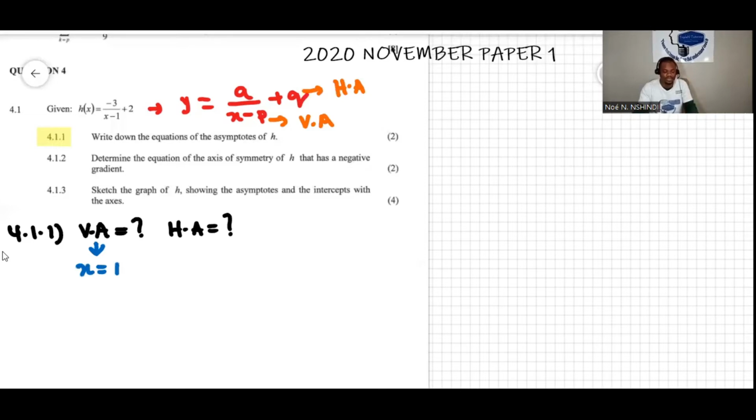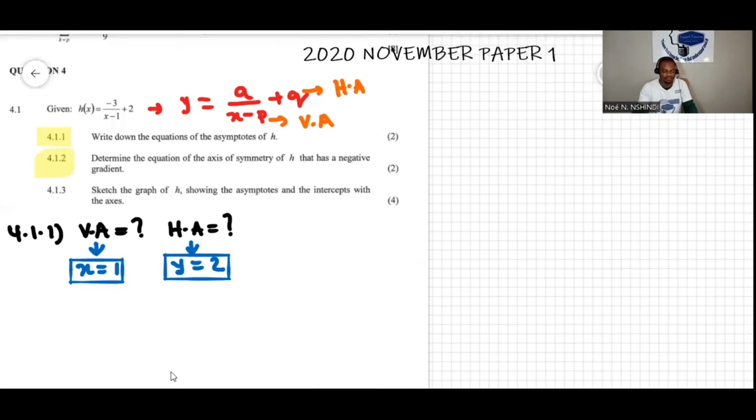And then the horizontal asymptote is the value of y, which is +2. Okay, so those are the asymptotes, x and y. Now, the following question is question 4.1.2. The question says, determine the equation of the axis of symmetry of h that has a negative gradient.